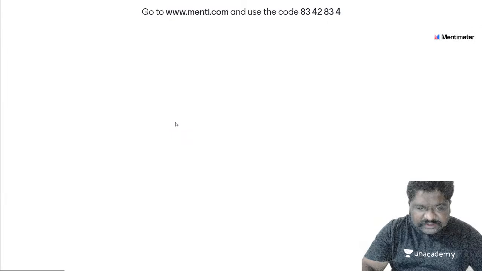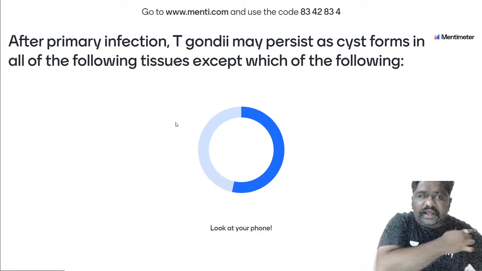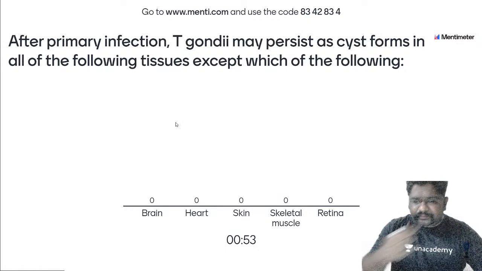So on your mark, people, let's go to the second question. I'm starting the question now. Answer fast to get more points, but please answer properly to get some points. After primary infection, the Toxoplasma gondii persists as cyst forms in all the following tissues, except which one? They will not form cyst in brain, heart, skin, skeletal muscle, retina. Which one? Take your time. You have 60 seconds.